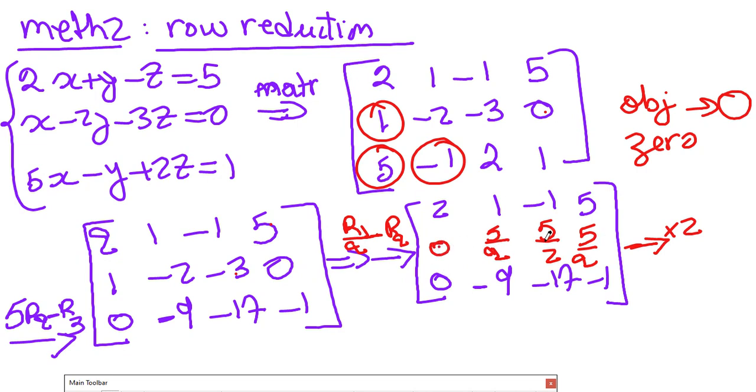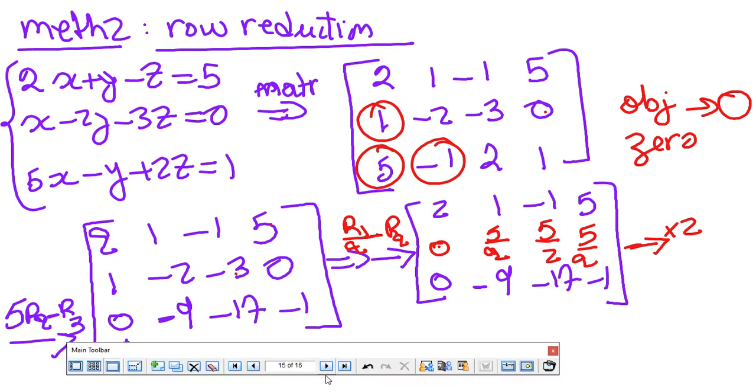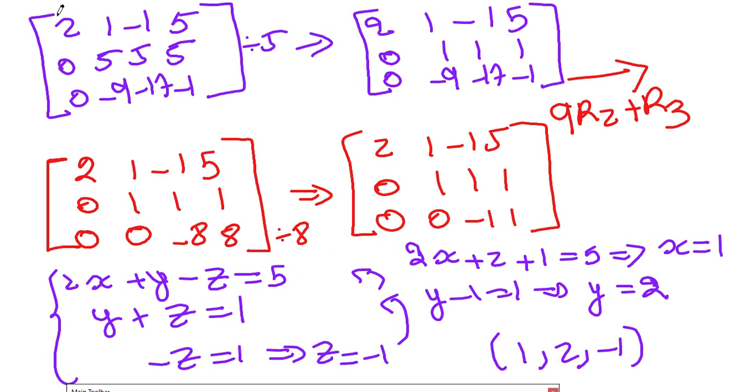I can multiply all this row by 2, to make it without any fraction. I think in the beginning of the video I said row instead of columns, I said row by mistake. Now I noticed that. So no, we write the columns, those are the columns and those are the rows. Now let's continue. So I will get 2, 1, minus 1, 5, 0, 5, 5, 5, and 0, minus 9, minus 17, minus 1. Also, I can make this row simpler if you divide it by 5. So I will have 0, 1, 1, 1.